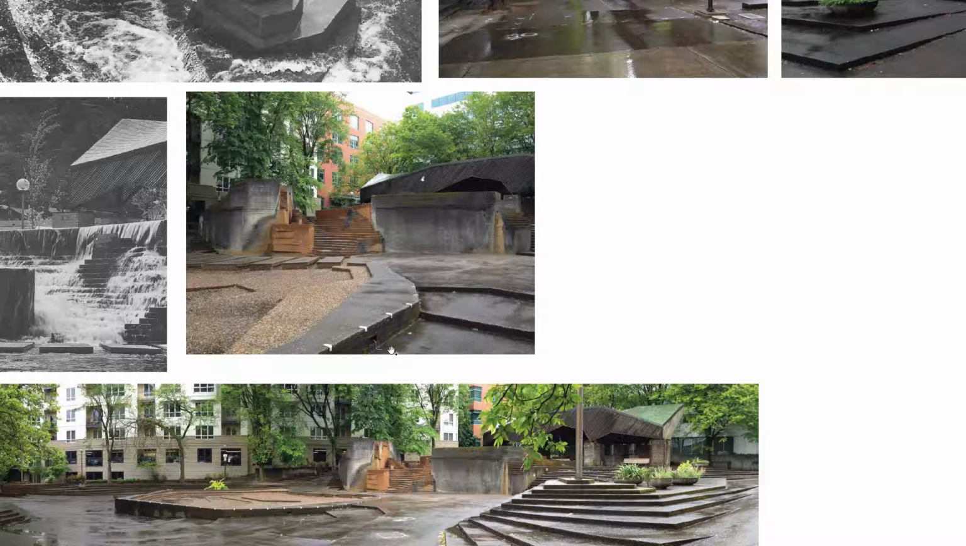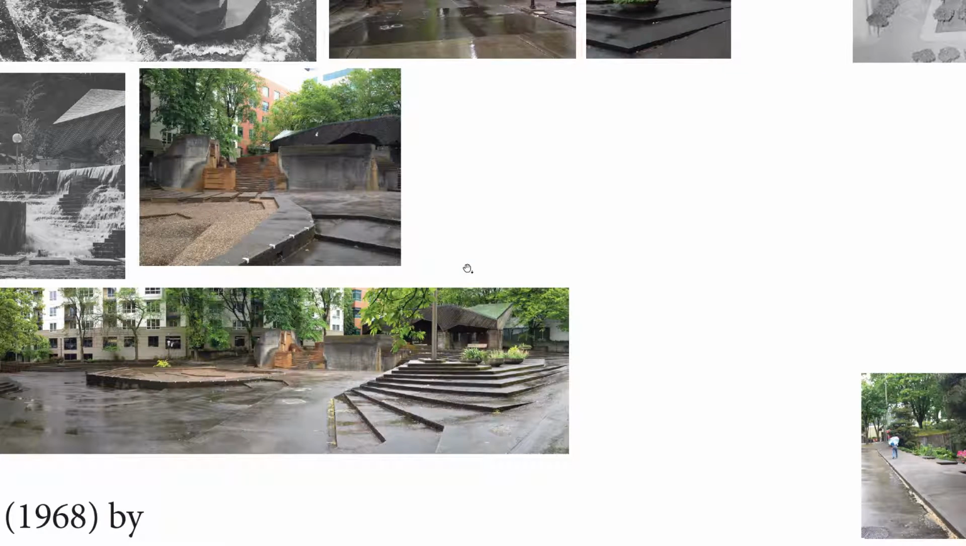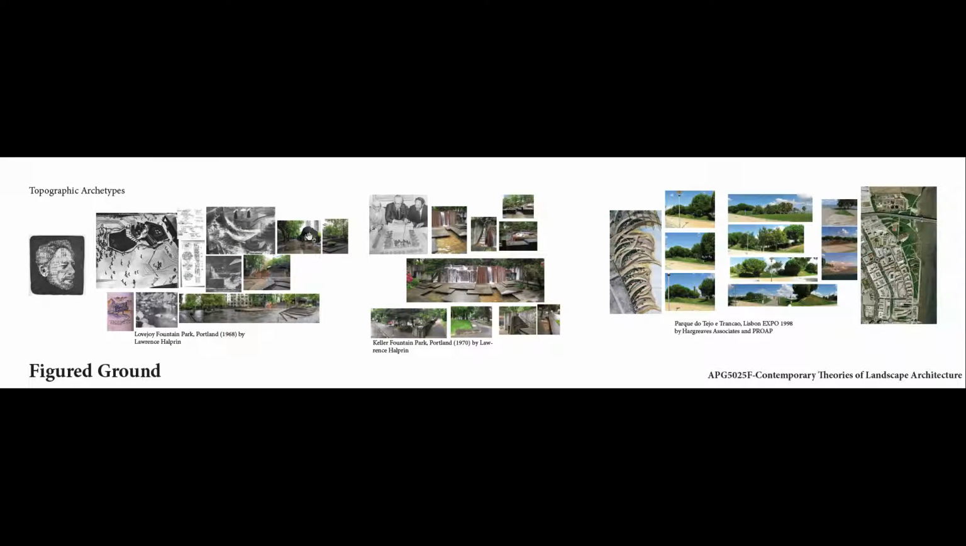But another one could then be getting out of a skate bowl that turned into a swimming pool. Of course, the original skate bowls in California were swimming pools. So that's the archetype of the waterfall.